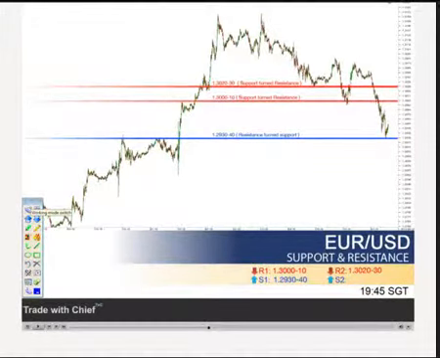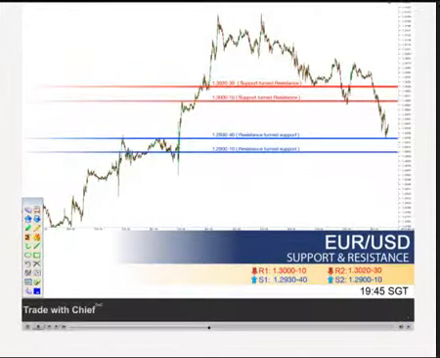S2 sits at 129 figure 10, which is also your resistance turned support. So these are your support and resistance levels. It is very important to see how the price action unfolds at this area, which will tell you the market supply and demand at the current market.